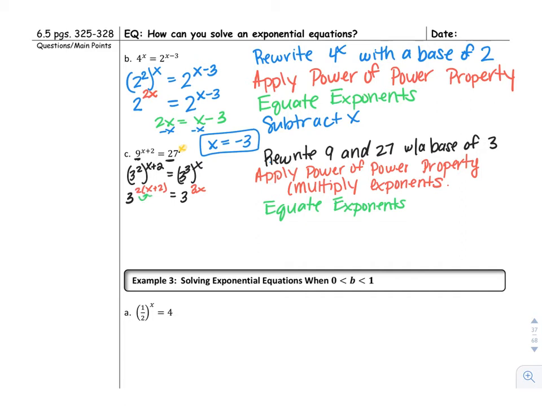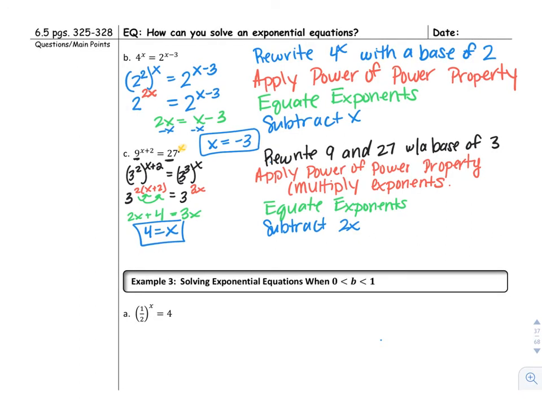So 2 times x is 2x, plus 2 times 2 is 4, and that's equal to 3x. So then we're going to subtract the 2x from each side. So you get 4 is equal to x, and that would be your final answer.